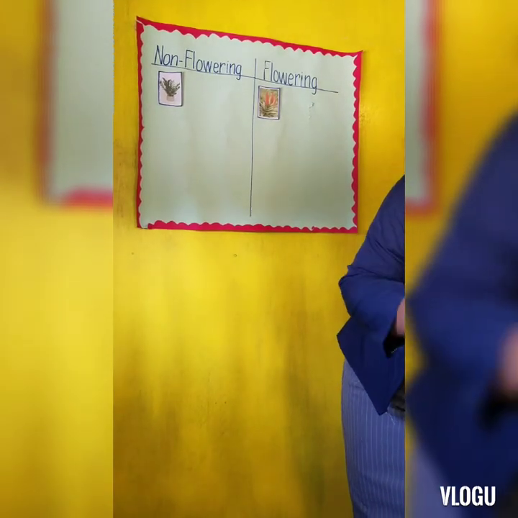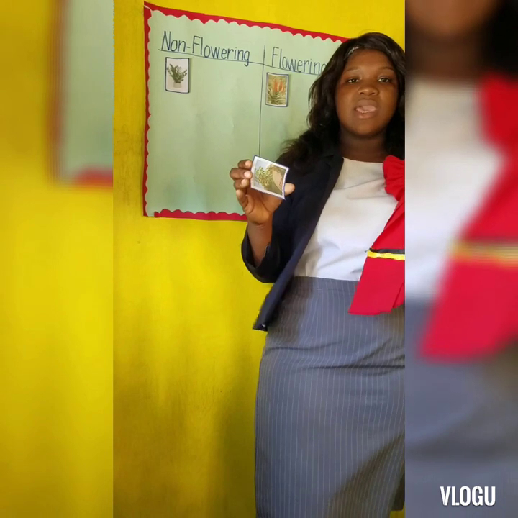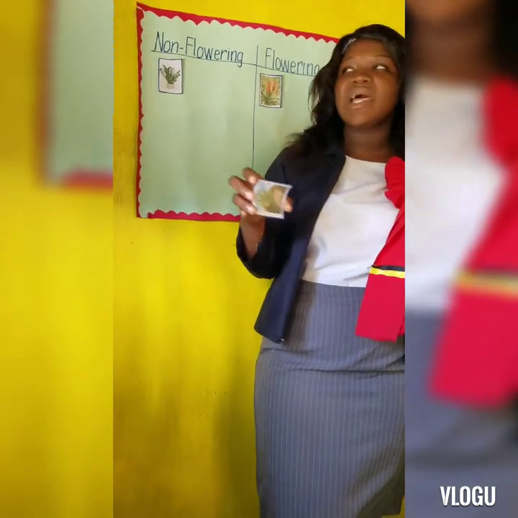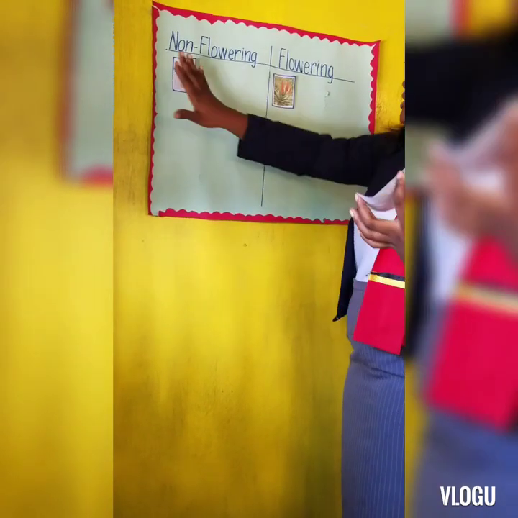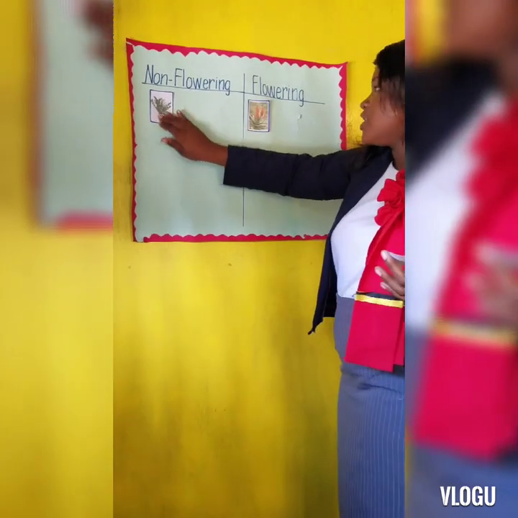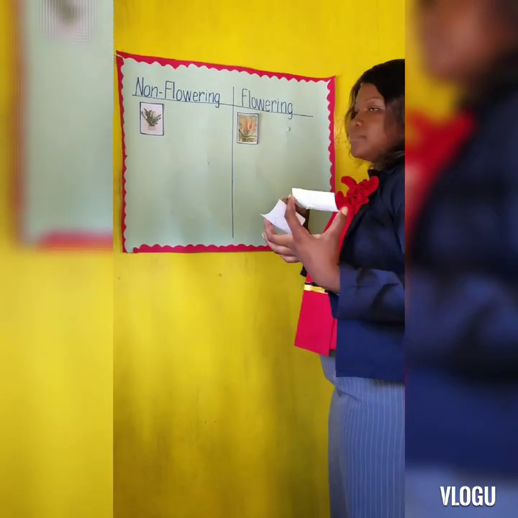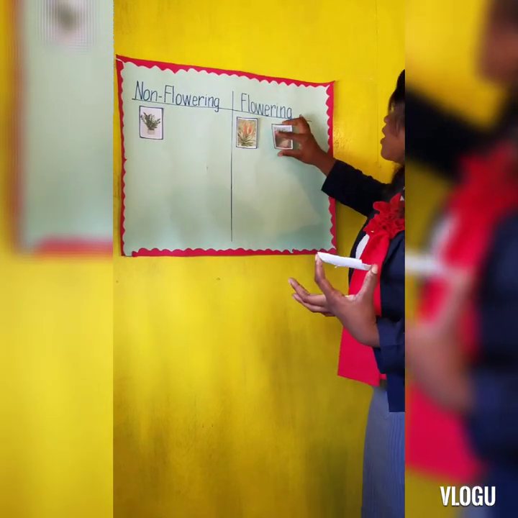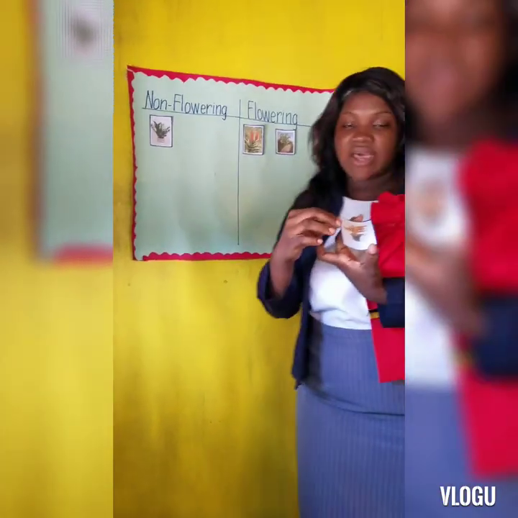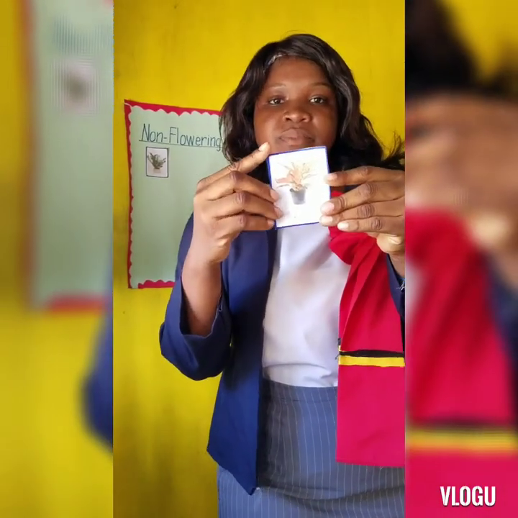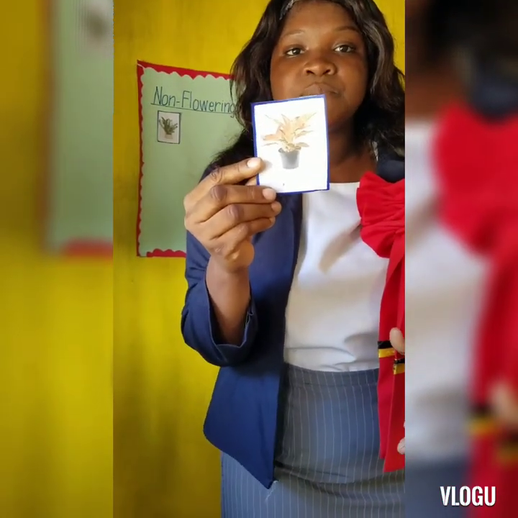Okay. We have here a cherry plant. What do we have? A cherry plant. And what do we say about the cherry plant? They are flowering plants. Very good. Tell me, where should I place this? On my left or my right? Okay, under the flowering column. Very good. We have another plant here. This is a type of coleus plant. Where should we place it?